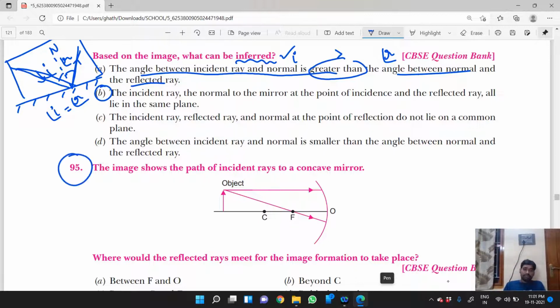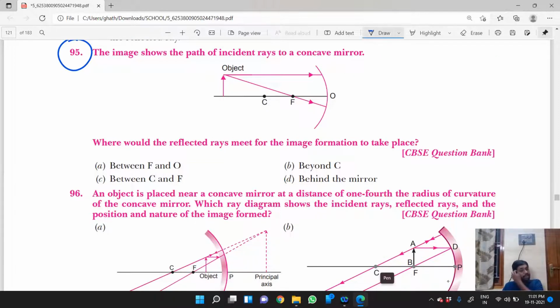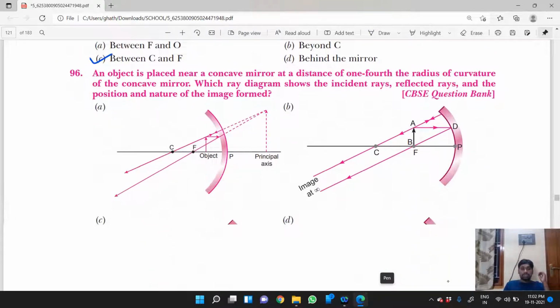Next, 95. See this question, you can directly say the object is placed beyond C. The image is nothing but formed between C and F. Sir, how are we saying that? If you have a scale with you in the exam, if you join these rays, this is a ray which after reflection passes through the focus. This is a ray parallel to the principal axis. So after reflection, they are converging here. Hence, we can say the image is formed between C and F. This is the answer. Next question.